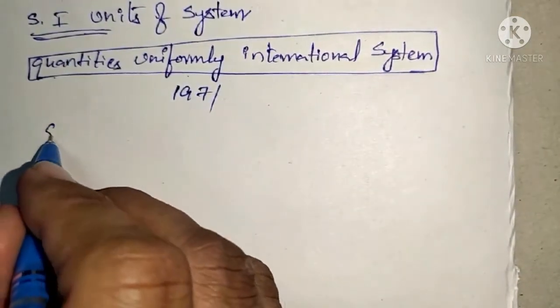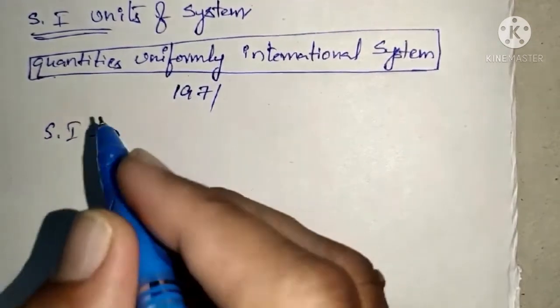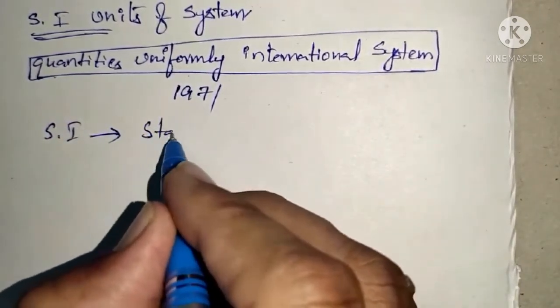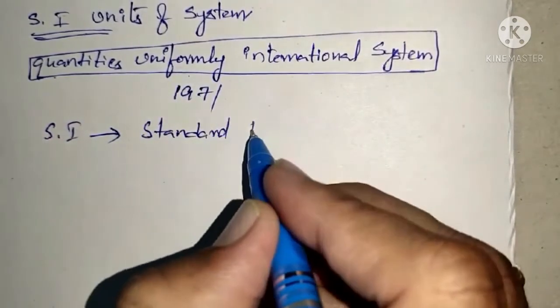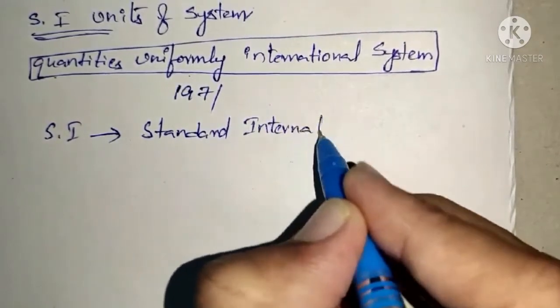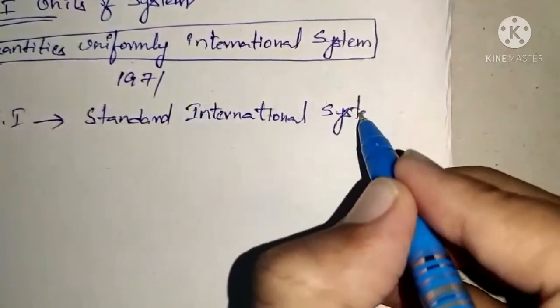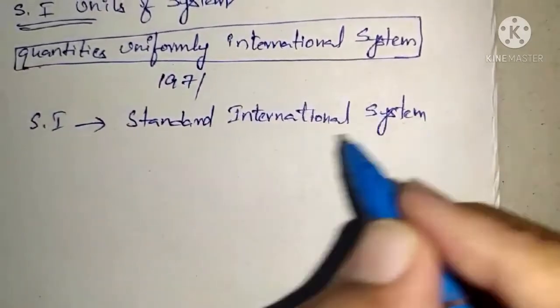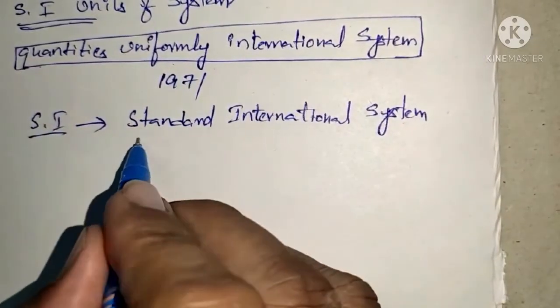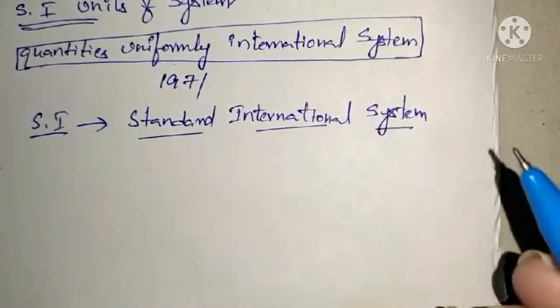So what is the full form of SI? SI is nothing but Standard International system, the standard international system of measurement. Once again, what is SI? SI is nothing but the Standard International system.